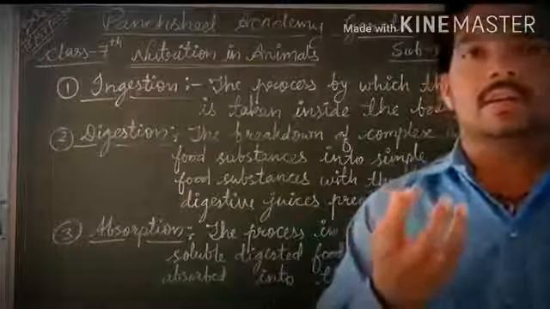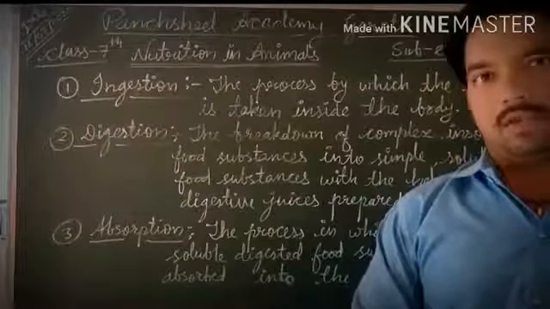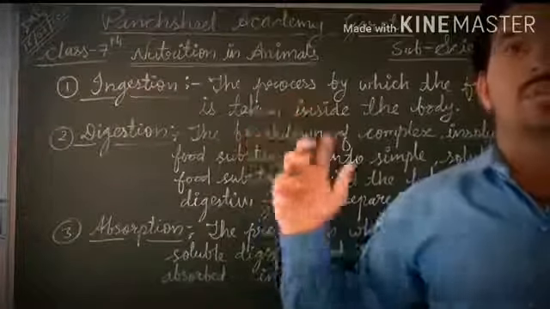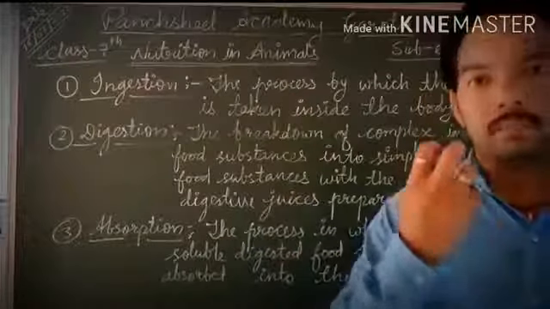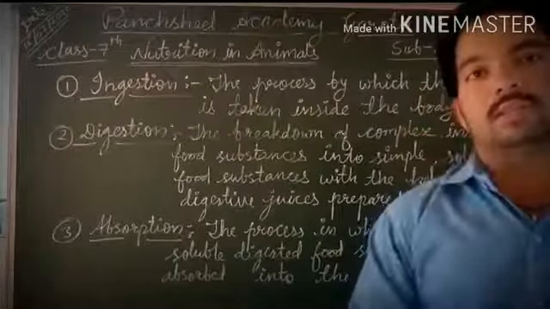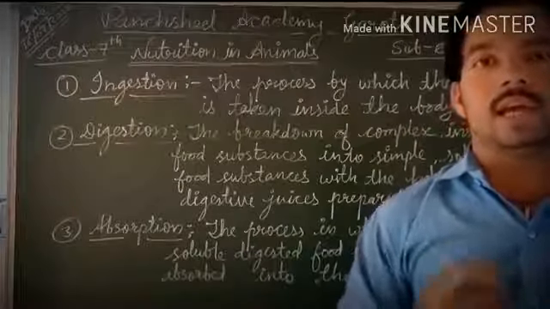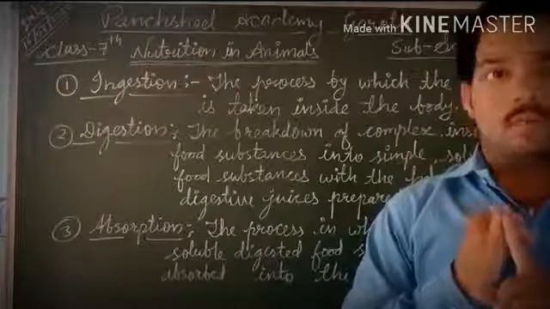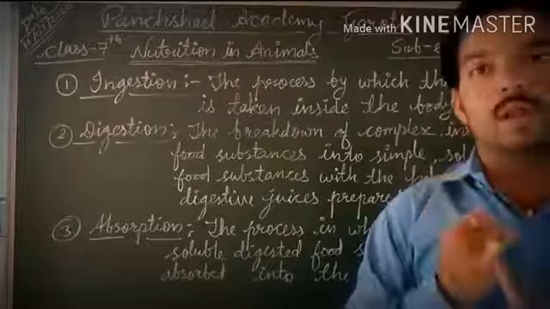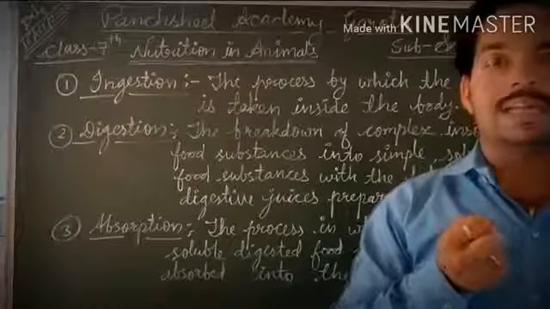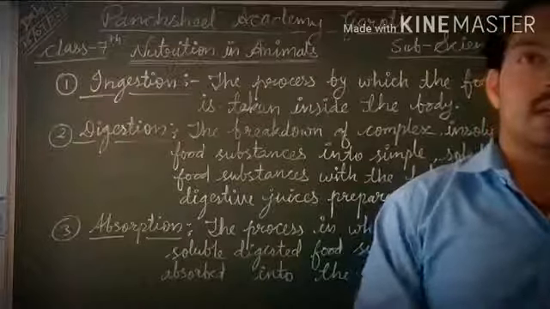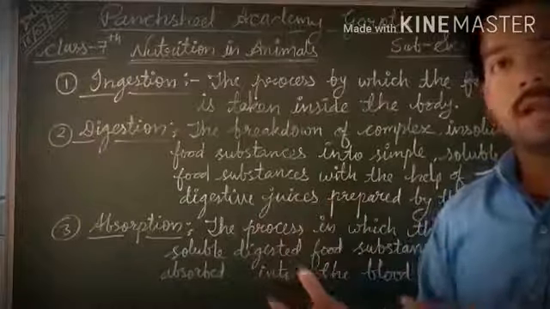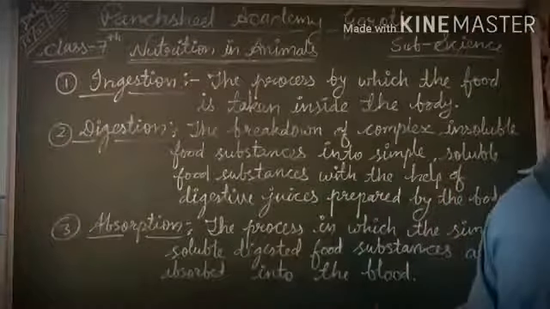The food we take is in a complex, insoluble form, so our body cannot absorb it directly. Digestion is the process by which we break down these complex, insoluble food substances in our body, and after digestion the product is simple, not complex, and soluble, so that our body can absorb it easily, and after that it can utilize it. So the breakdown of complex, insoluble substances into simple, soluble substances is digestion.